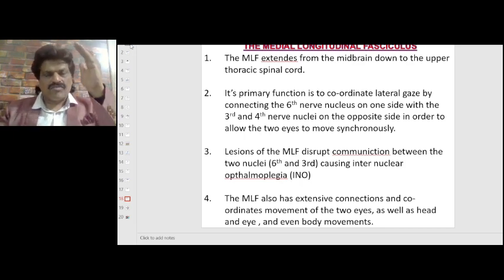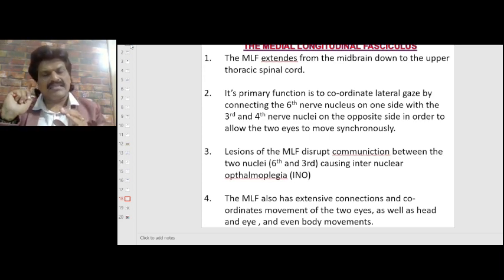The MLF extends from the midbrain down to the upper thoracic spinal cord. Its primary function is to coordinate lateral gaze by connecting the 6th nerve nucleus on one side with the 3rd and 4th nuclei on the opposite side in order to allow the eyes to move synchronously. Lesions of the MLF disrupt communication between the two nuclei, the 6th and the 3rd, causing internuclear ophthalmoplegia.